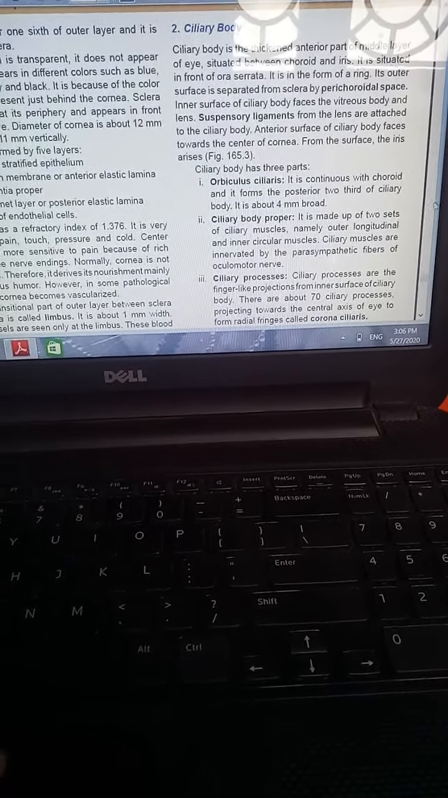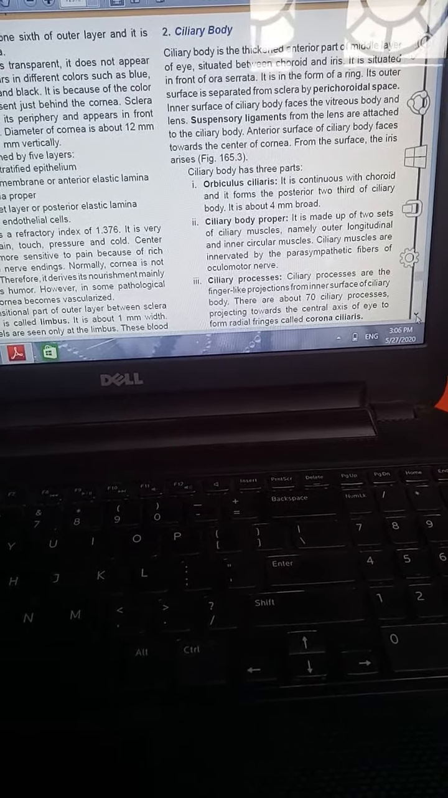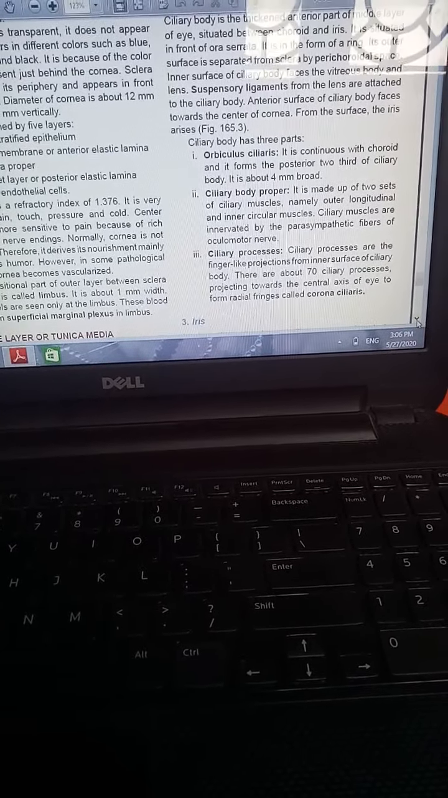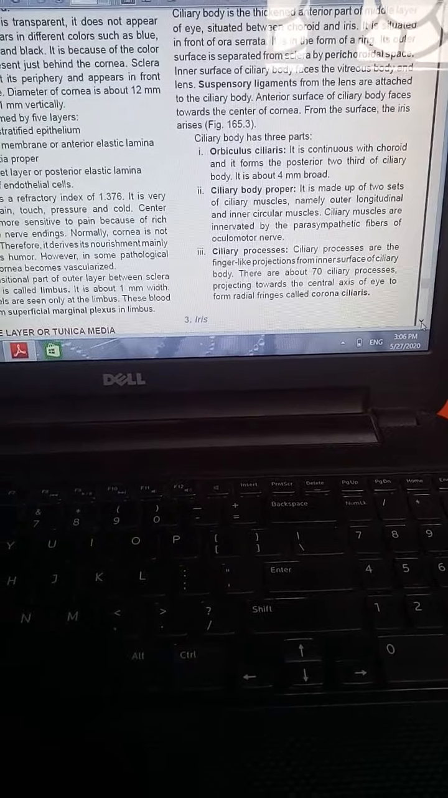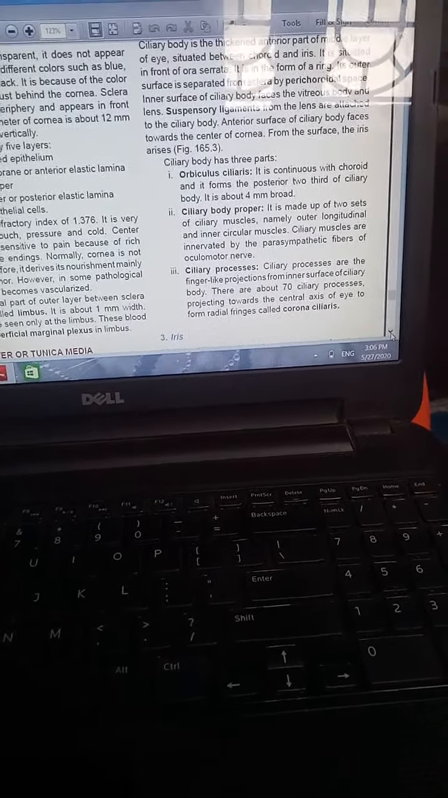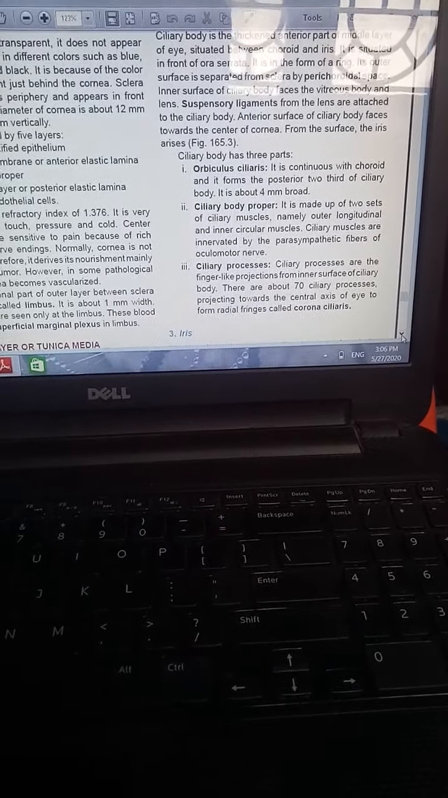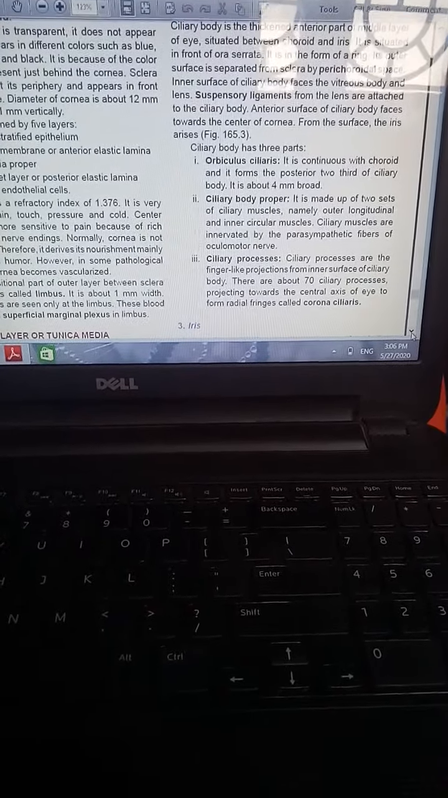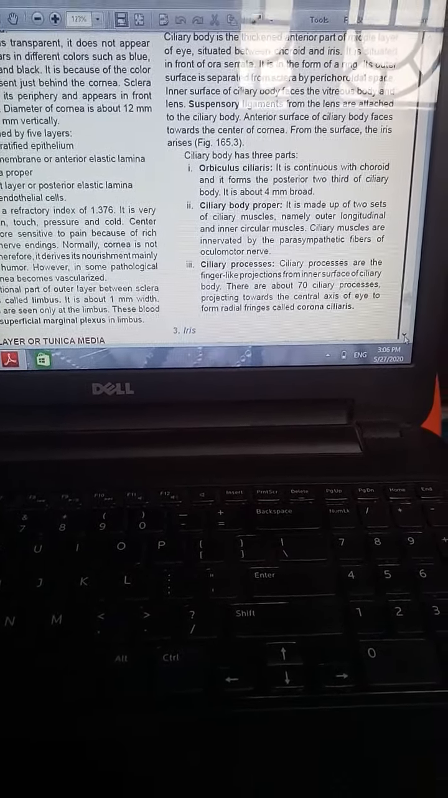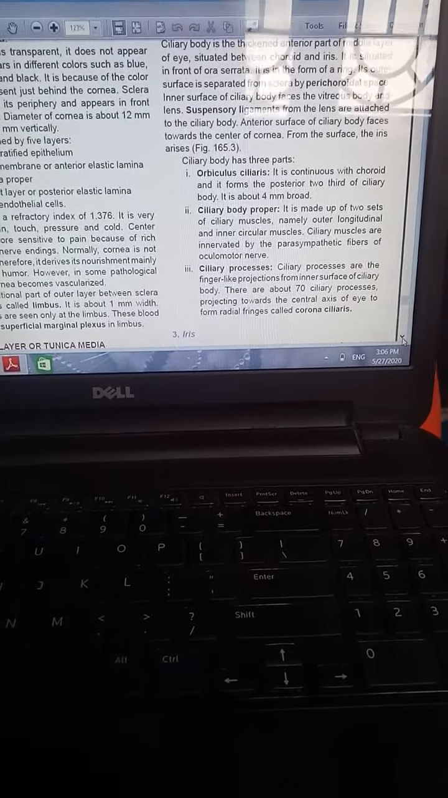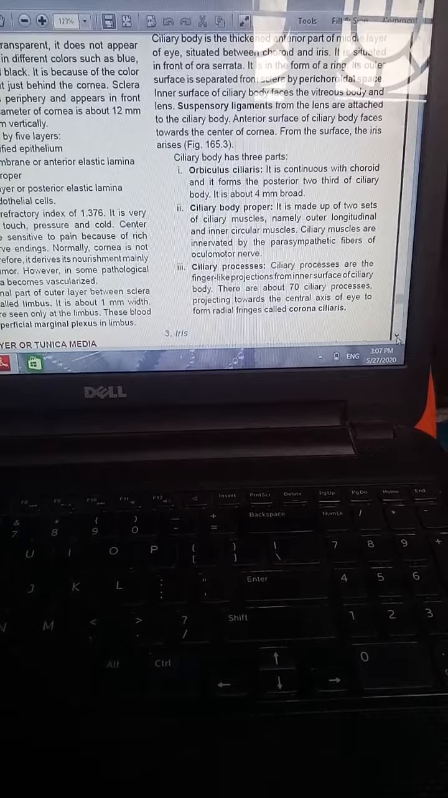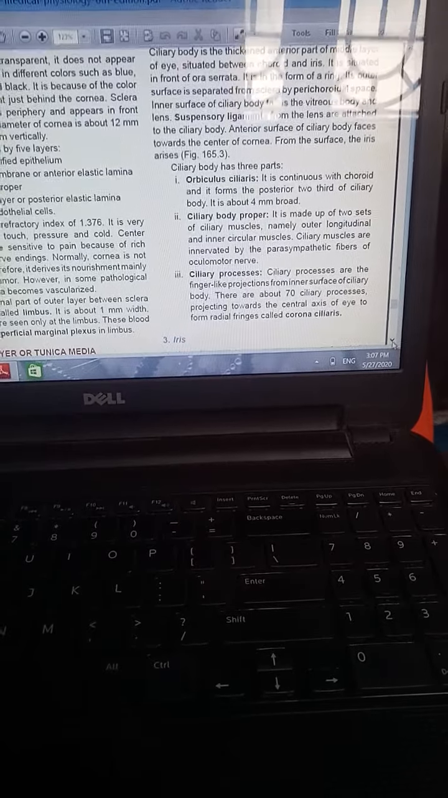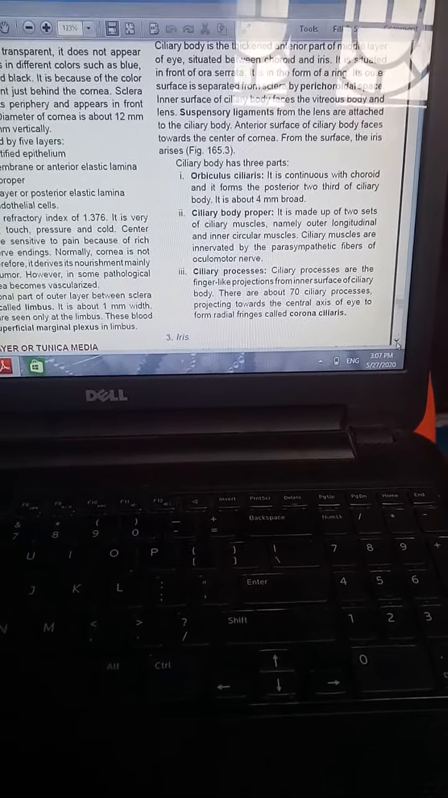Now the ciliary body has three parts. What are these three parts? First is the orbicularis ciliaris, second is the ciliary body proper, and third is the ciliary processes. First, the orbicularis ciliaris is the continuation of the choroid layer of the eyeball, and it forms the posterior two-thirds of the ciliary body, about 4 mm in breadth.